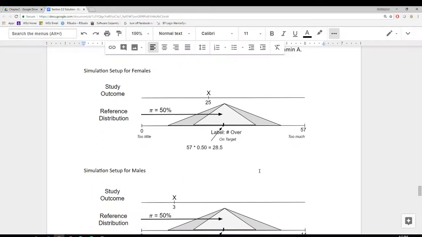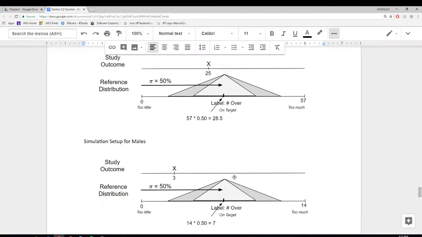The purpose of the simulation, again, is to identify how much inherent variation is in that reference distribution. If there's not much inherent variation in these reference distributions, then it's going to be easier for a study outcome to be an outlier. On the other hand, if there's a whole lot of inherent variation, then it's going to be more difficult for our study outcome to be an outlier against that situation.